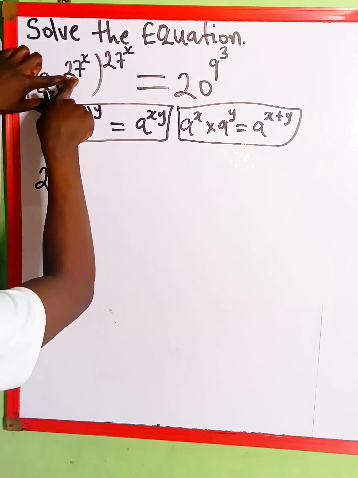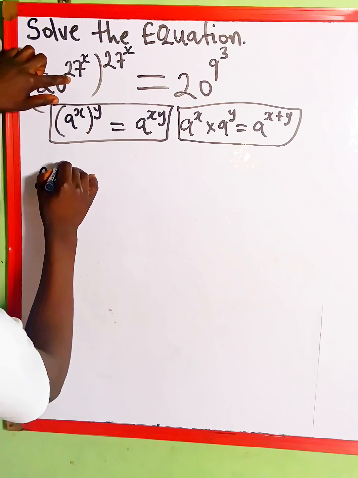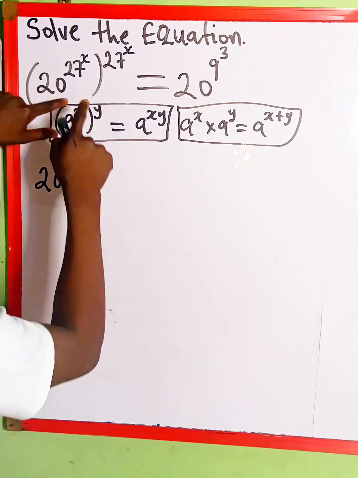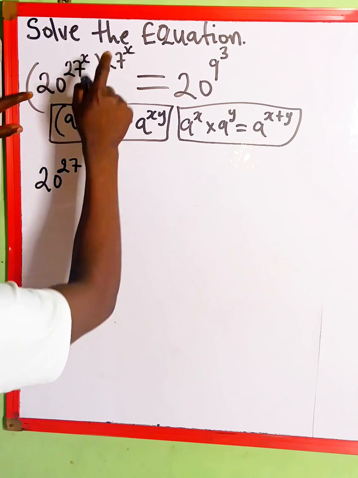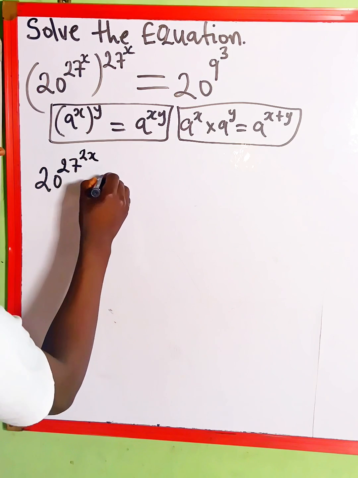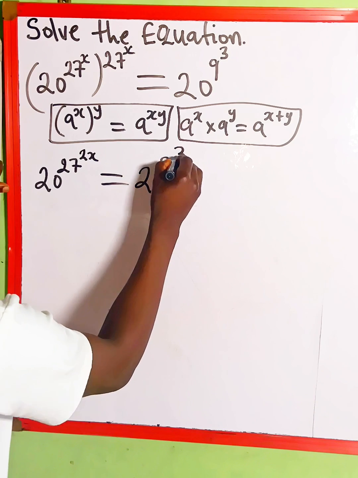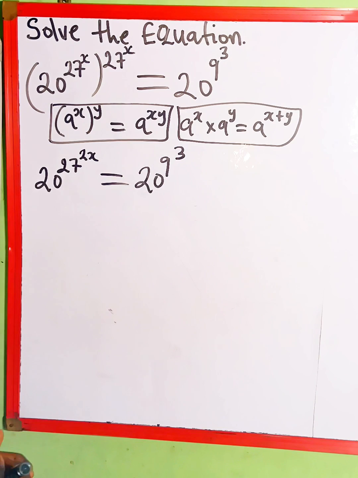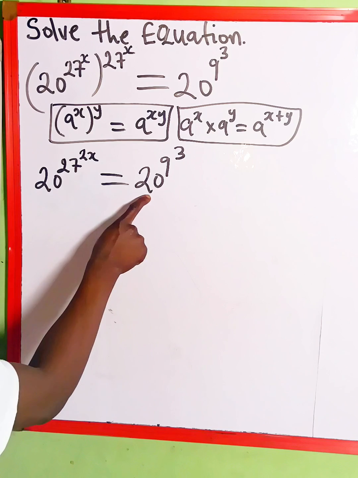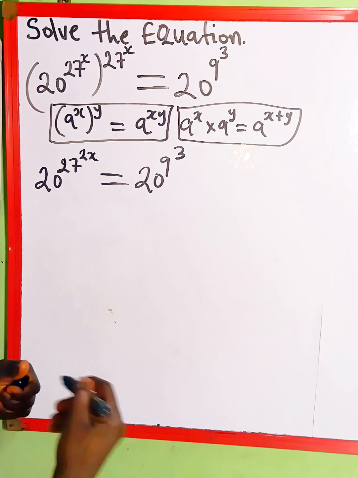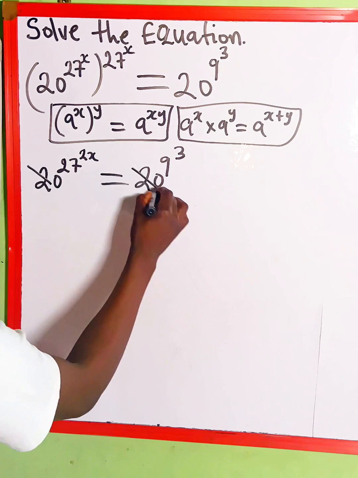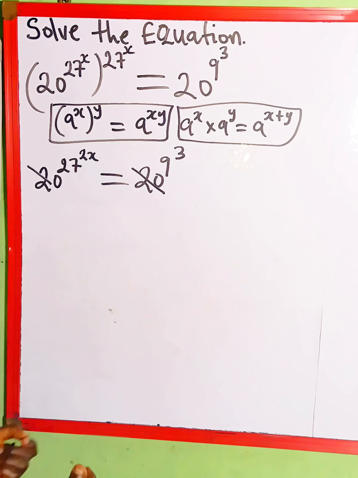So applying this property, 27 is the same. So we write one of the 27, then we add the powers. x plus x is going to give us 2x. All will be equal to 20 raised to the power of 9 to the power of 3. Now, what do you notice in our new equation? 20, the bases are the same. And when the bases are the same, we can just cancel out the base, then we equate the powers.